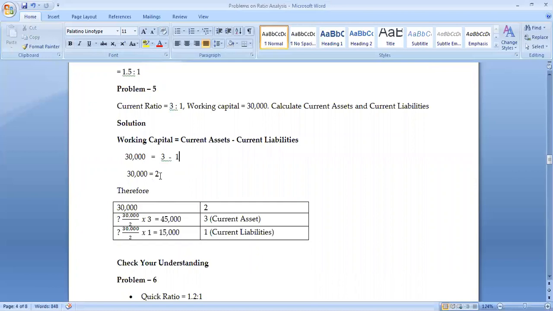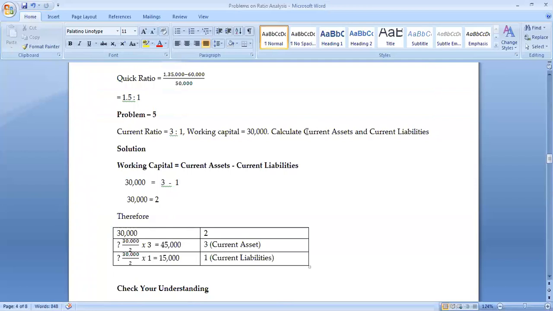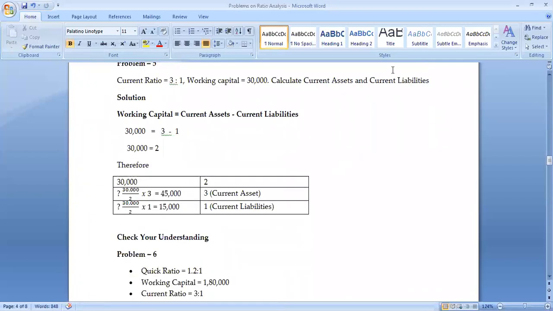So 3 minus 2 will be 1, which is giving you 2. So 30,000 into 3. You have to find out what? Current assets as well as the current liability. What information have you got already? You have got the information of 30,000 into 2. That is the working capital.